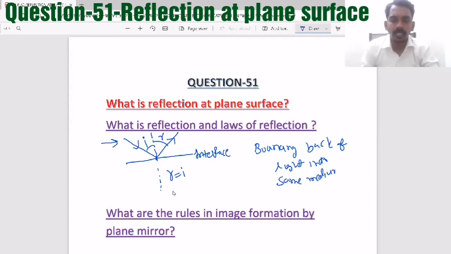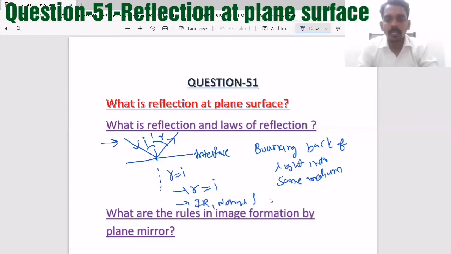And the laws of reflection are nothing but: angle of reflection is always equal to angle of incidence, and the incident ray, the normal, and the reflected ray lie in the same plane. All the three must lie in the same plane. That is what the laws of reflection are.